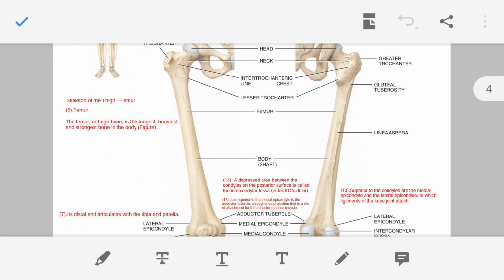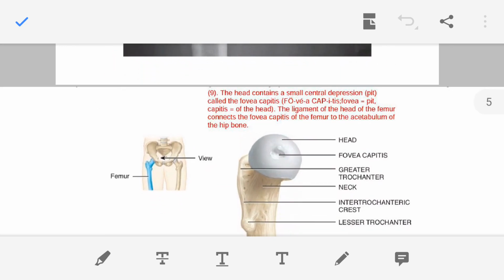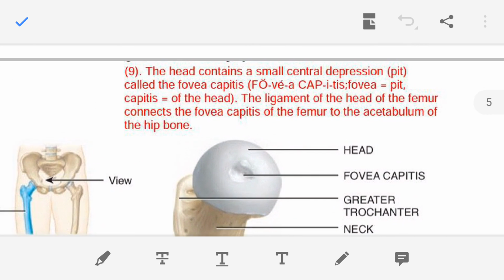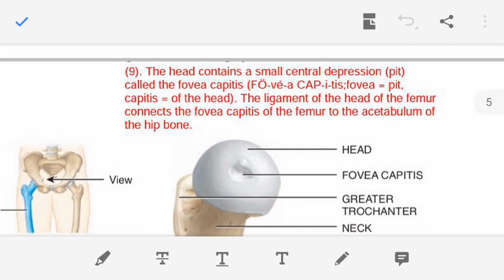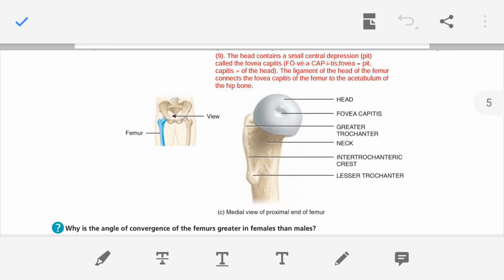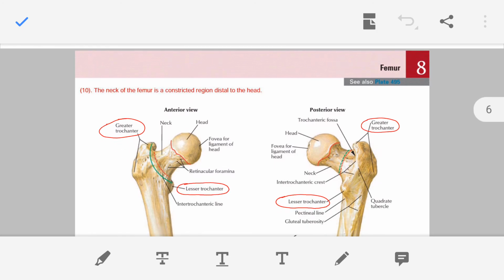So in the ninth point, the central depression or pit is the fovea capitis, and this fovea capitis provides the attachment surface for the ligament, and this ligament joins the acetabulum and the head of the femur. That is the meaning of point number 9. Now moving on to point number 10.